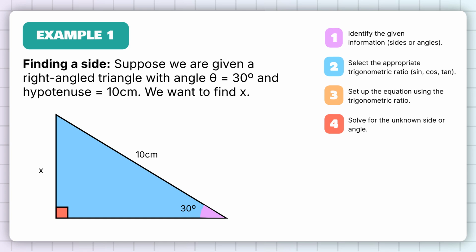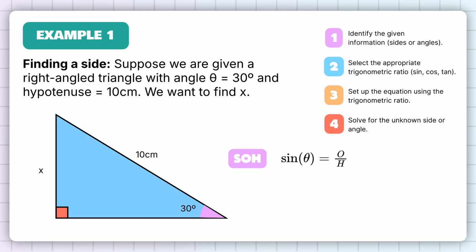Okay, step 1 is to identify the information we have been given. We have been told the angle, the hypotenuse, and we want to find the opposite side. So we have an opposite and a hypotenuse. For step 2, we select the appropriate trigonometric ratio. We need the one which combines opposite and hypotenuse, so let's choose sine.